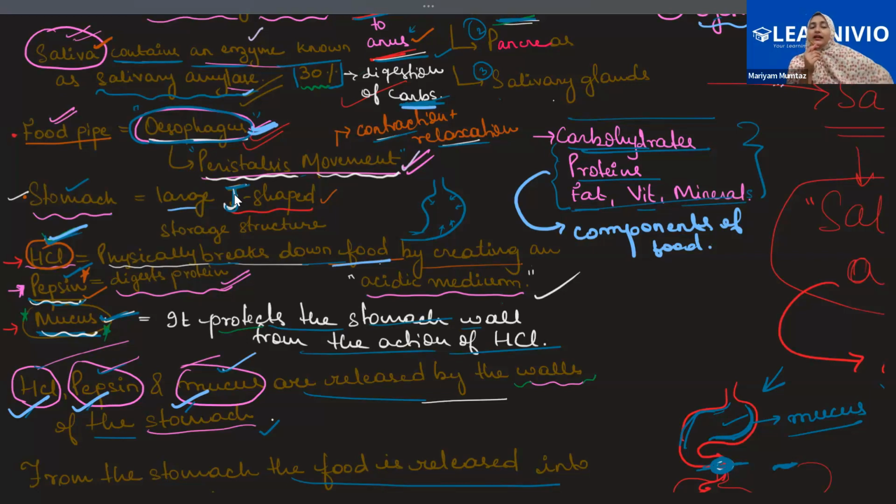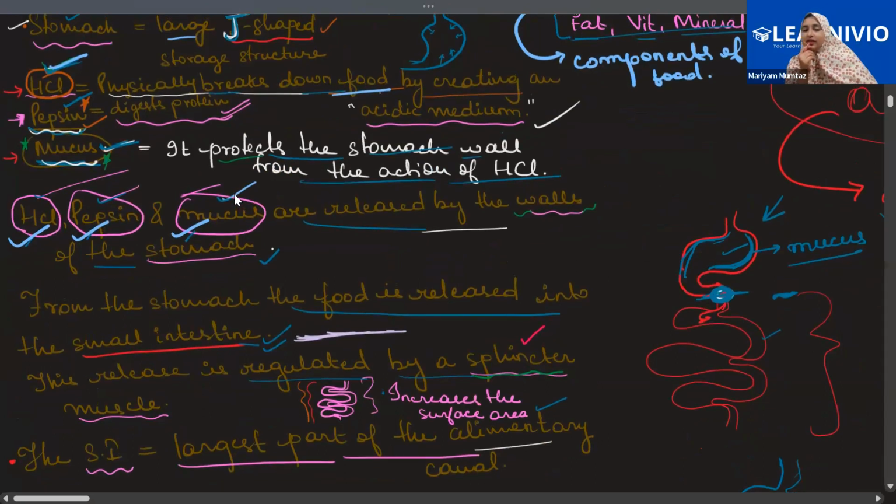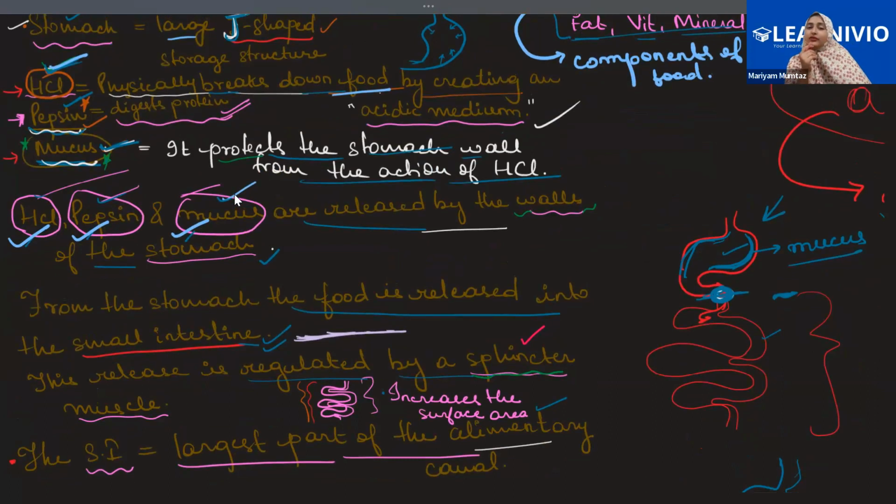We know that hydrochloric acid is a very strong acid. So, why does it not destroy our stomach? It cannot destroy our stomach because of the mucus that is present in it. The mucus is responsible for protecting the wall of the stomach from the hydrochloric acid action. So that is the function of mucus. All three of these are released by the walls of the stomach. Once the food has been digested, it moves into the small intestine, wherein the complete digestion of the food will take place.